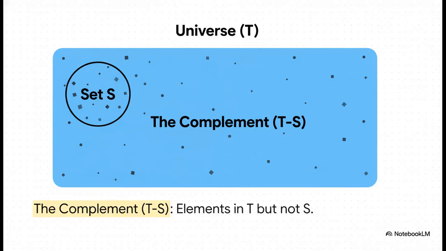We can also talk about what's not in a set. So imagine a bigger universe of things, let's call it T. And inside it, we have our smaller set, S. The complement of S is just everything else. It's all the elements that are inside the universe T, but are not inside our little set S. It's a way for sets to define both what's included and what's left out.